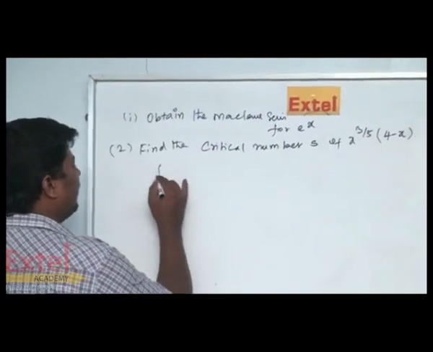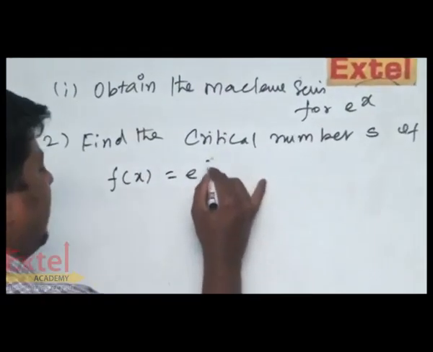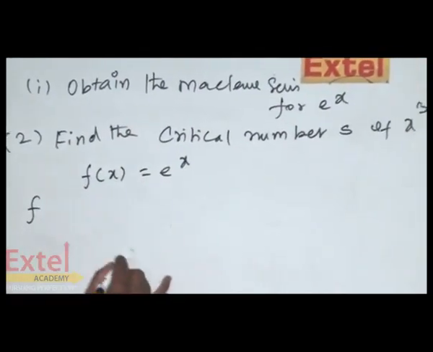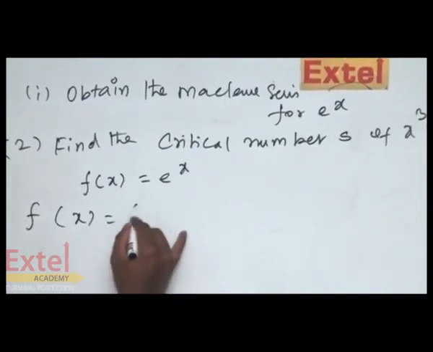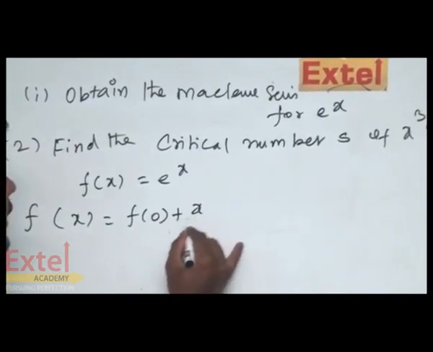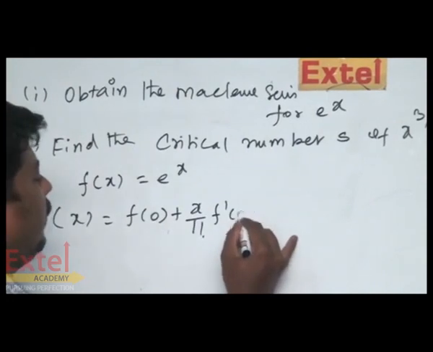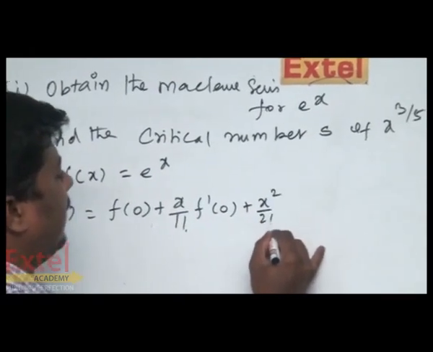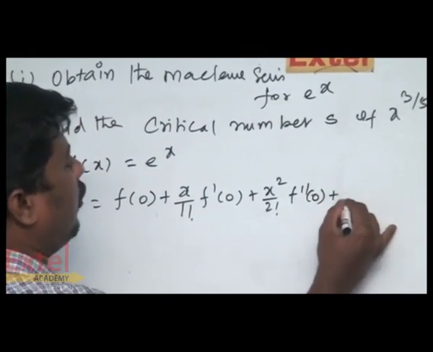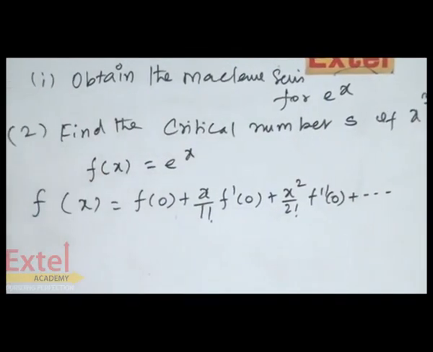As I already told you, let us take f of x equals e power x and know the series. f of x is equal to f of 0 plus x by 1 factorial, f dash of 0 plus x square by 2 factorial, f double dash of 0 and so on. This is the Maclaurin series.